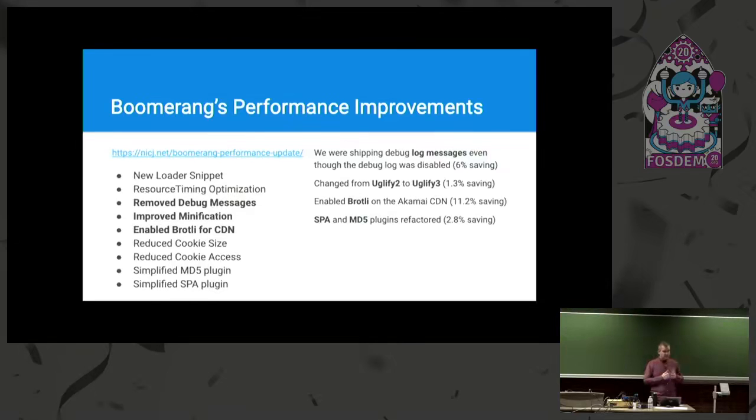We did other things like changed our minifier from Uglify 2 to 3, it saved a couple bytes. We weren't using Brotli before. We were just gzipping our content. Luckily, the Akamai CDN knows how to do Brotli, so we enabled that. So that was a really easy, cheap win for us to do, saved 11% of the bytes. And then we did things like refactoring our plugins. So we have things like our SPA and our MD5 plugin. We were able to shrink those down tremendously and save a few more bytes there. And I'll show you some of the details about that in a bit.